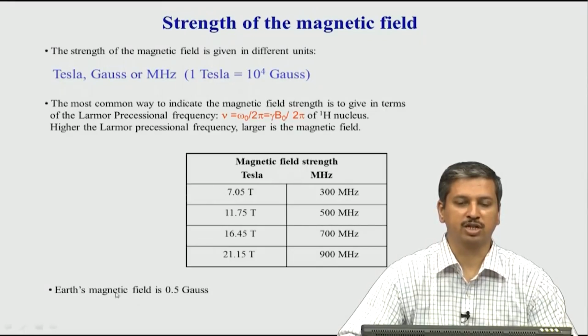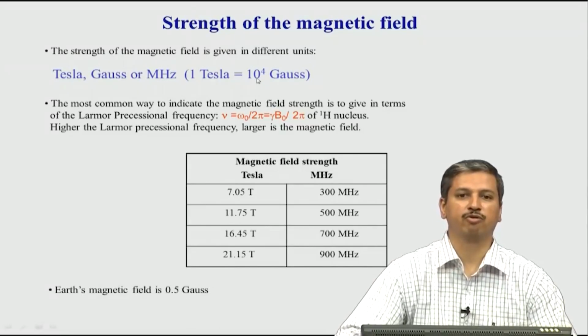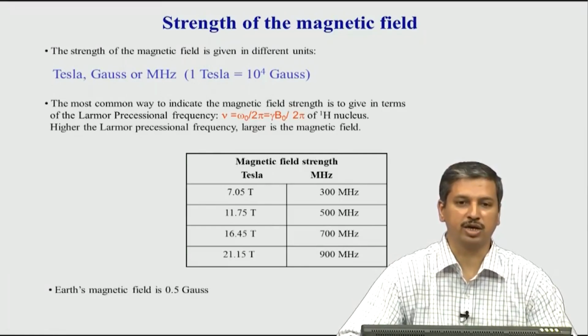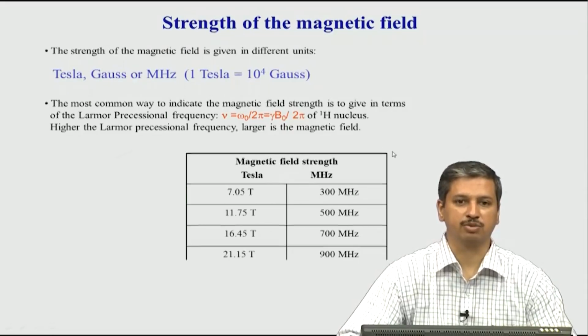And just to put it in perspective, the Earth's magnetic field is very small, it is 0.5 Gauss, whereas in a typical laboratory we are talking about 10 to the power 4 Gauss. So, the magnetic field we use in NMR is orders of magnitude higher compared to the Earth's magnetic field. Therefore, we are using a very strong magnetic field, and there are associated precautions which have to be taken practically, that we will look at when we come to the hardware aspect.